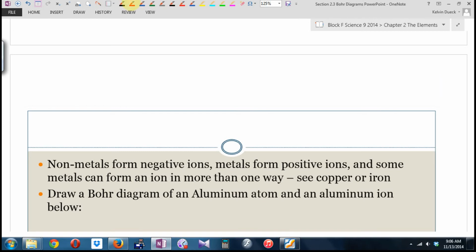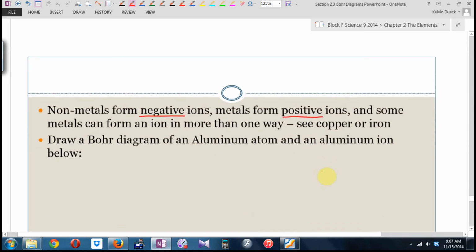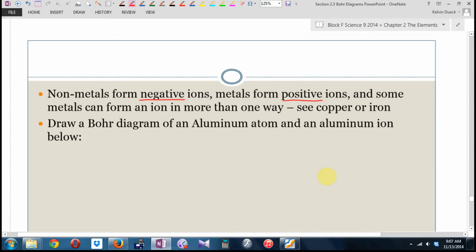So, nonmetals form negative ions because they want to gain electrons. Metals form positive ions. And it gets a bit trickier. It turns out some metals can form an ion in more than one way. So nonmetals form negative ions. Metals form positive ions. And some metals can form an ion in more than one way.